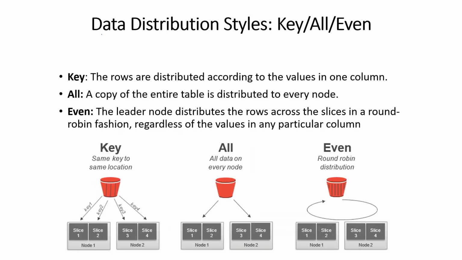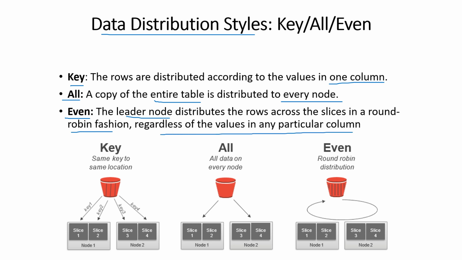What does data distribution style mean? It's a table property which dictates how the table's data is distributed throughout the cluster. We have three different types of data distribution style in Redshift. Key means the rows are distributed according to the values in one column. All means a copy of the entire table is distributed to every node. Even means the leader node distributes the rows across the slices in round-robin fashion, regardless of the values in any particular column.